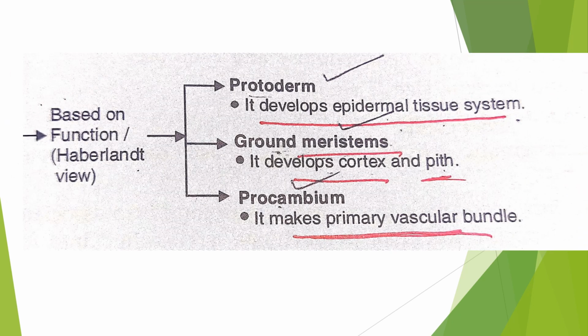Then based on the function, meristem can be protoderm, ground meristem or procambium. What is protoderm? It develops into the epidermal tissue system. The total epidermal tissue system of the plant is developed from this protoderm. Then ground meristem, it develops into cortex and pith. Then what is procambium? It makes the primary vascular bundle.